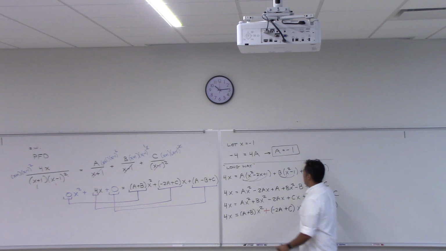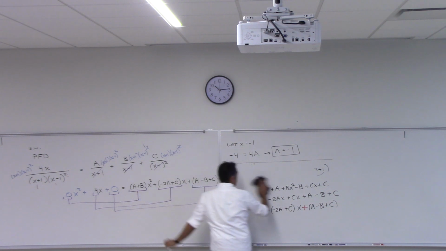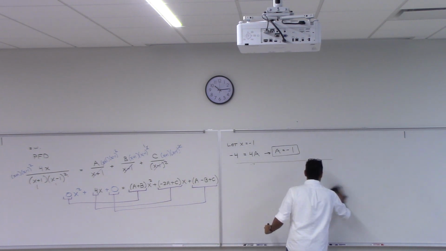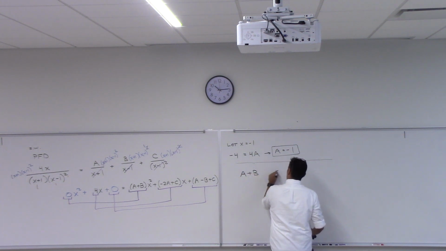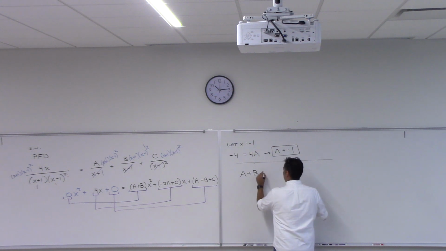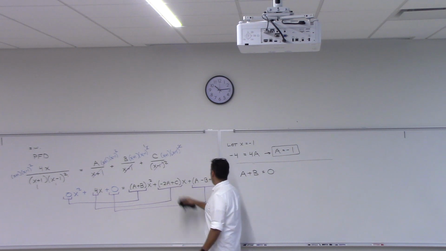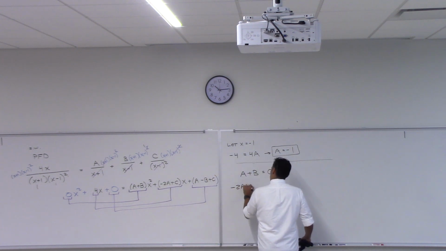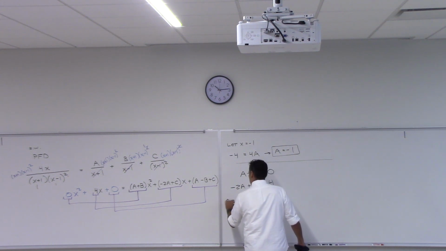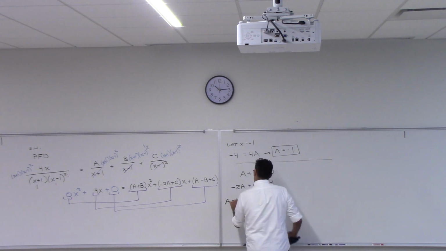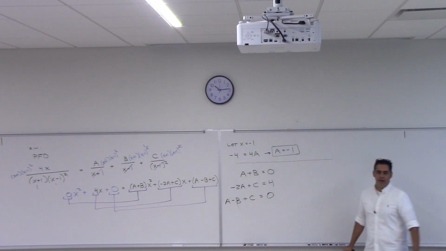So what does that allow me to write now? A plus b must be what? A plus b must be 0. Let me write that down. A plus b equals 0. I won't leave a space. That's the first equation I have, right? Then what can you tell me about minus 2a plus c? That must equal 4, right? And then finally, a minus b plus c must be 0, right?